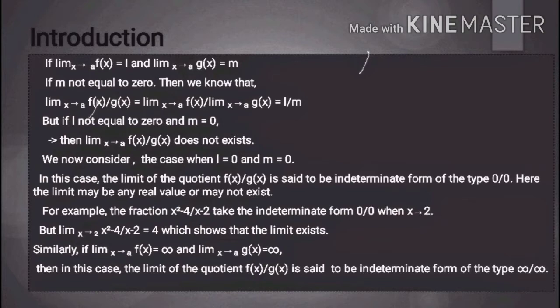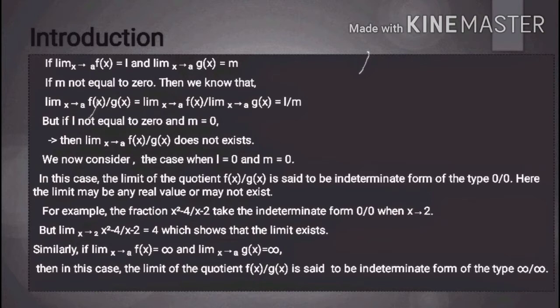Limit of this quotient function f of x upon g of x is 0 upon 0, which is said to be an indeterminate form of the type 0 upon 0. Here the limit may be any real value or may not exist. Consider the example x square minus 4 upon x minus 2. If we put x is equal to 2 in this quotient function, 2 square is 4, 4 minus 4 is 0. In the denominator 2 minus 2 is 0, that is 0 upon 0, indeterminate form, as x tends to 2.